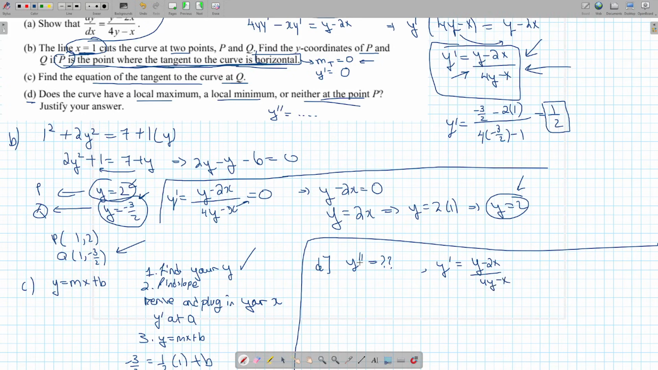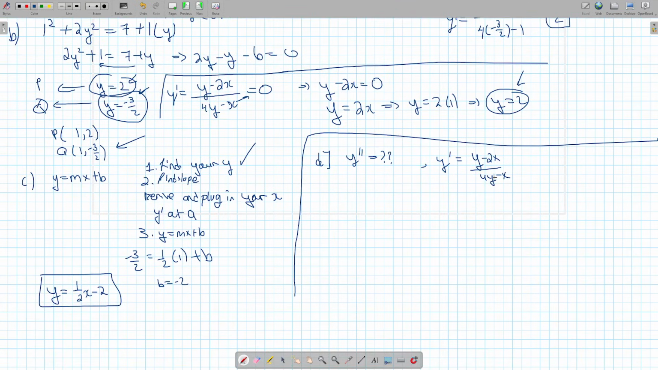And now I want to check y double prime, because I want to check if it's a maximum or minimum. If y double prime is positive, then it's a minimum. If y double prime is negative, then it's a maximum. Why? Because if y double prime is positive, it's a smiley face, so it's concave up, this is a minimum. If y double prime is negative, it's a sad face, this is a maximum. Okay, that's how you can remember it. Anyway, this is y prime, (y minus 2x) over (4y minus x).